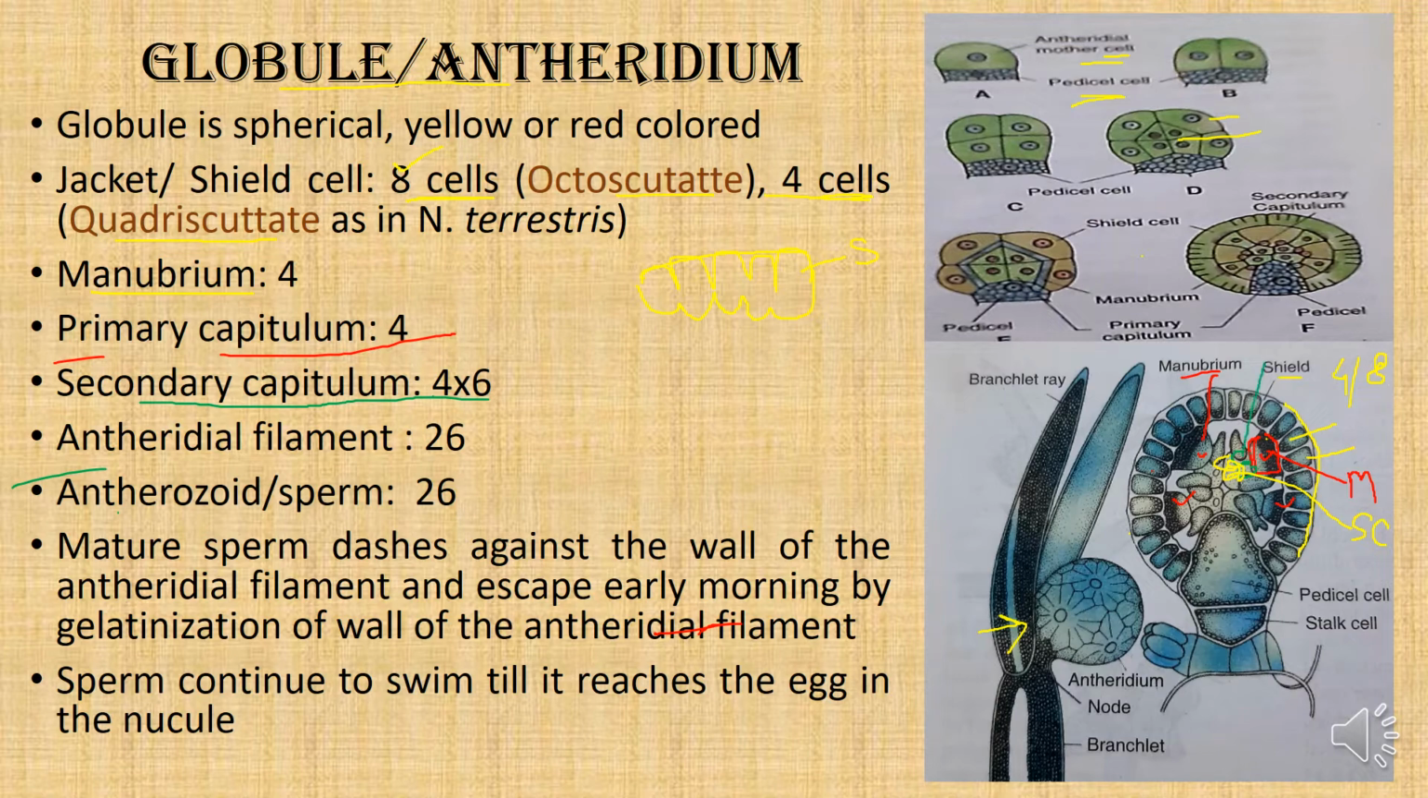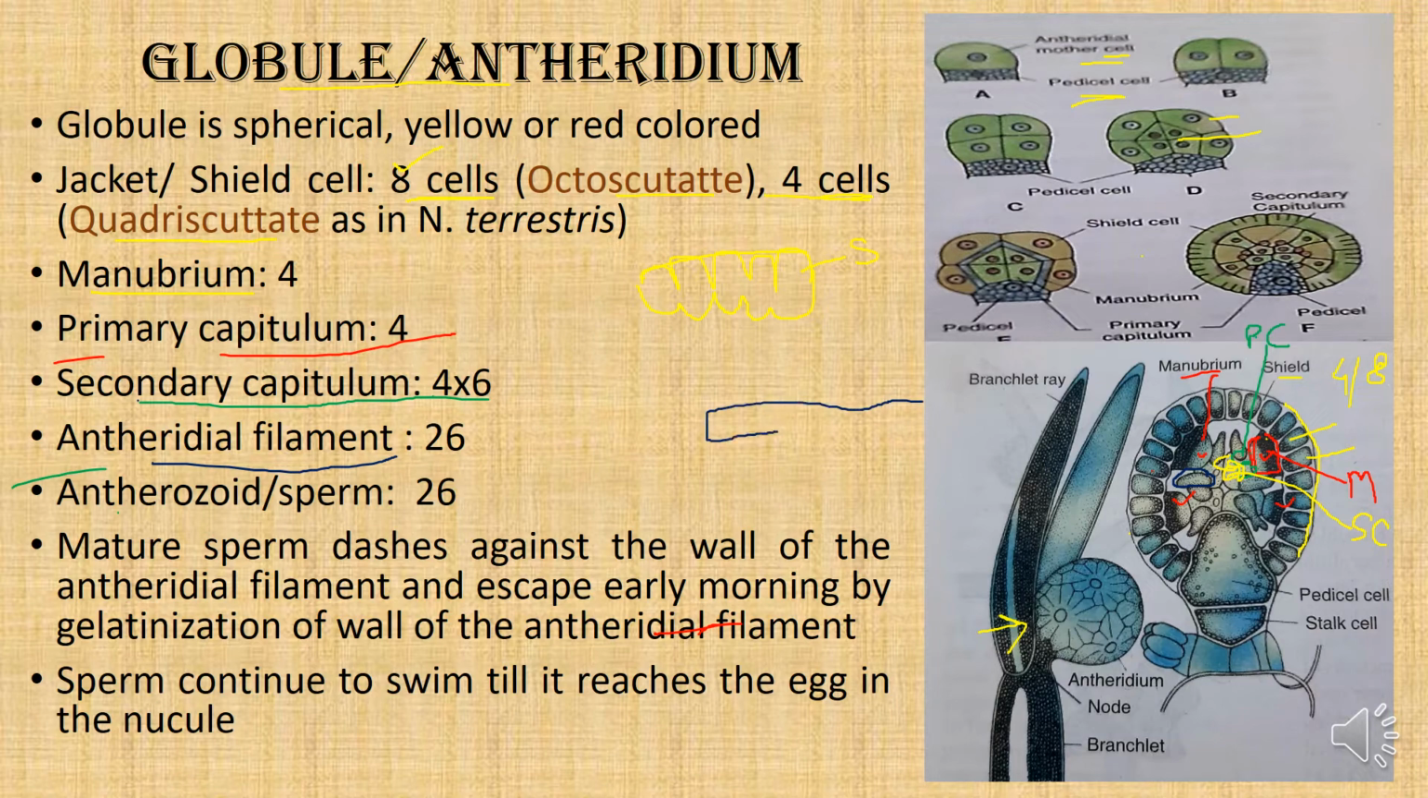The earlier that I have drawn in green is the primary capitulum that I am writing as PC. So we see that each of these primary capitulum gives rise to secondary capitulum cells, which in turn bear the antheridial filament that I am drawing in blue. So basically this structure here is the antheridial filament.